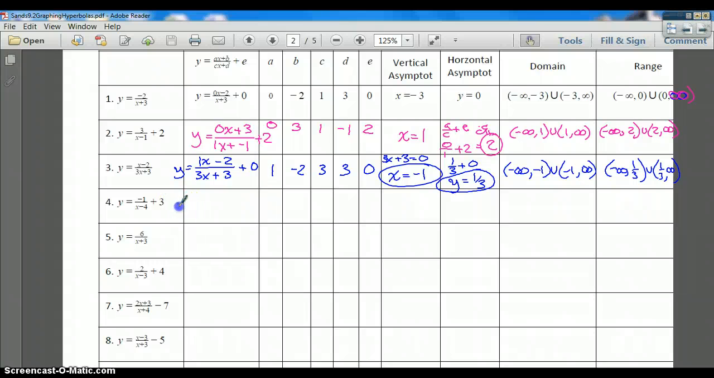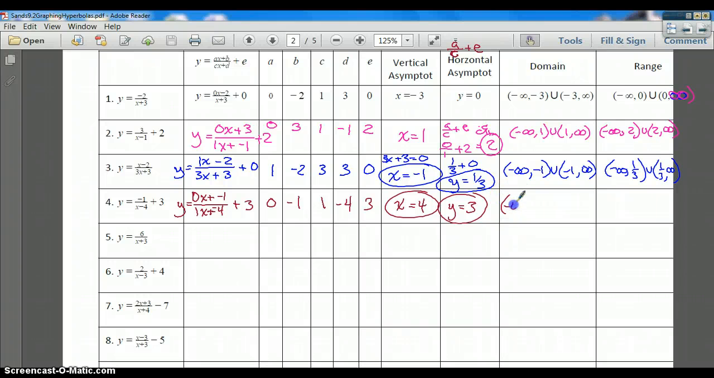So again, let's get it in the form of 0x plus negative 1 over 1x minus 4, or plus negative 4, however you want to think of that, plus 3. The A value is 0, the B value is negative 1, the C value is 1, and the D value is negative 4. E value is 3. Vertical asymptote, this will be x equals 4, because that's the number that will give me 0 down here. My horizontal asymptote will be 0 over 1 plus 3, so this is going to be y equals 3. Remember, this is A over C plus E.